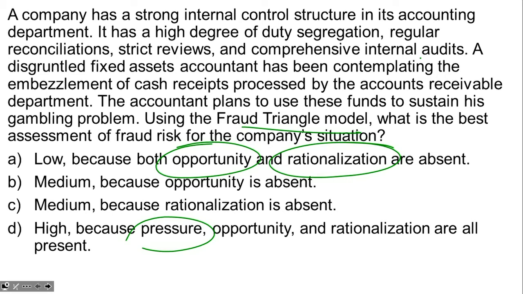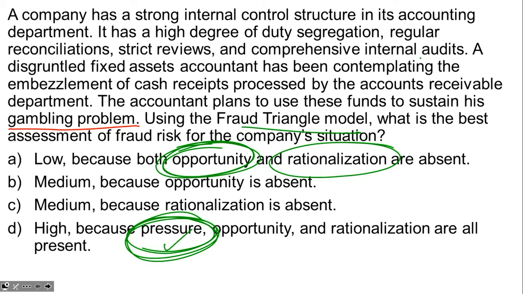First of all, pressure. Is there a reason for this person to commit fraud? Well, they have a gambling problem. They need money to continue their gambling problem. They need money to pay off the unsuccessful gambling that they did last weekend. So this person, yes, does have pressure to commit fraud. Okay, so the pressure is there. We can put a check mark next to pressure.